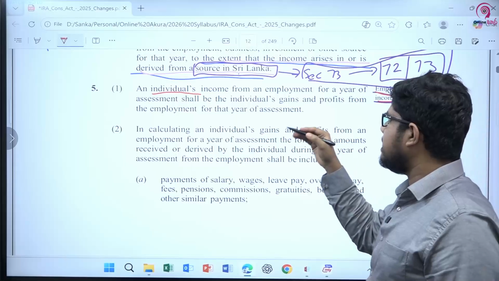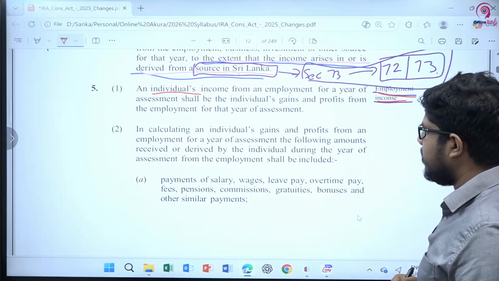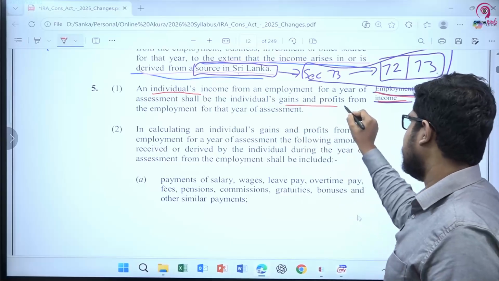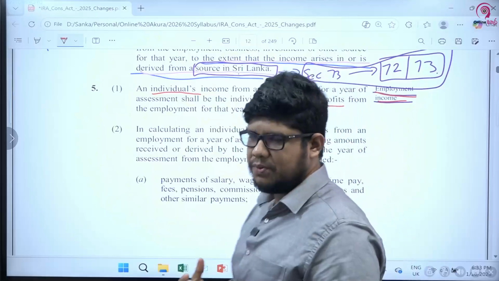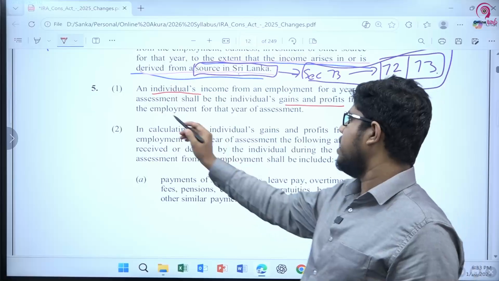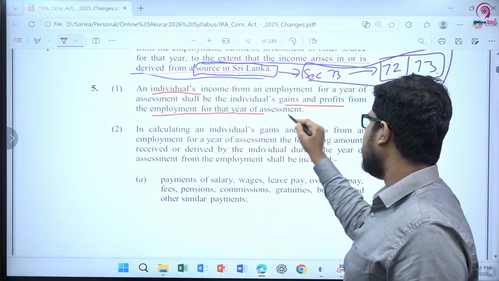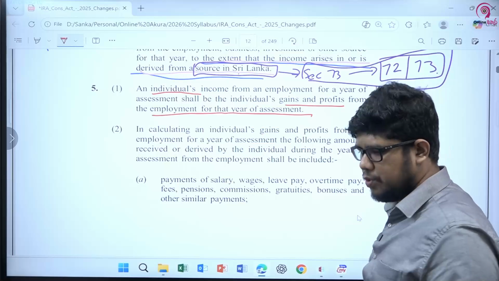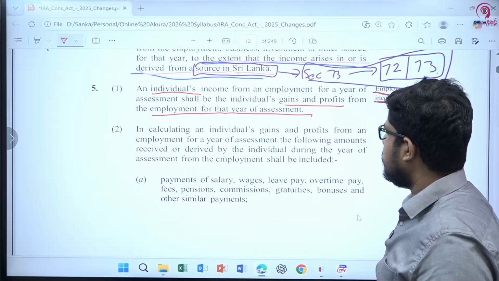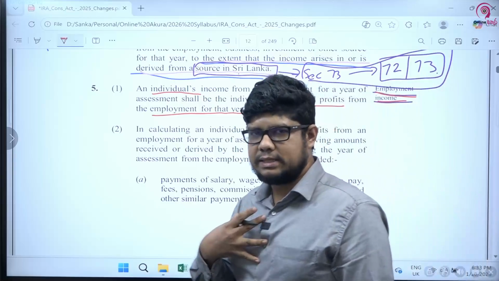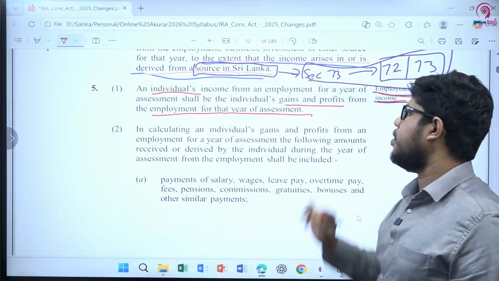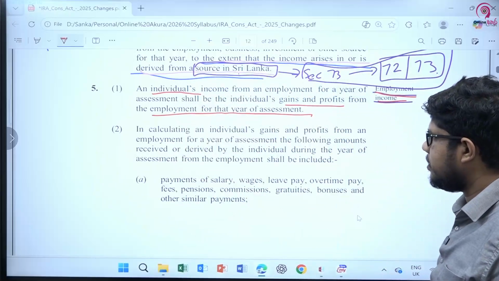An individual's income from employment for a year of assessment shall be the individual's gains and profit, maybe capital gain, maybe revenue nature, whatever, salaries, remuneration, whatever, gains and profit from the employment for that year of assessment, right? So we are computing for a year of assessment. You know what a year of assessment is now. So an individual's assessable income from employment means gains and profit from employment for that year.